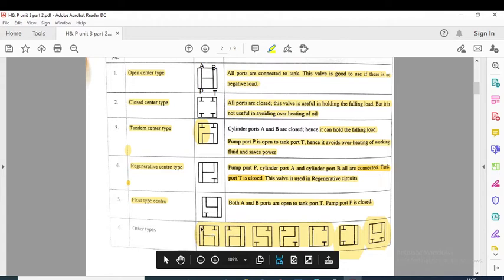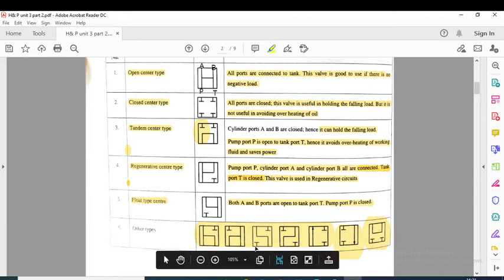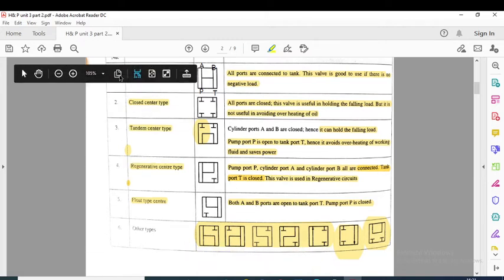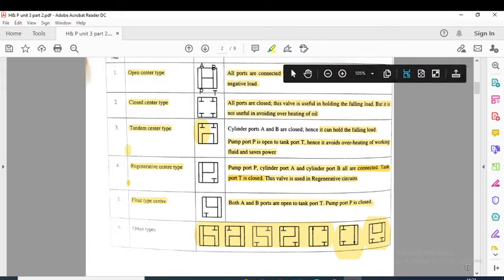These are some extra types. Here you can see port A is connected to ports P and T, and port P remains closed. Here you can see pump port P and port B remain closed, and port A is connected to the tank. All these are the center positions of this direction control valve.